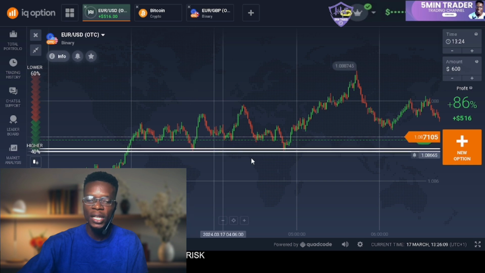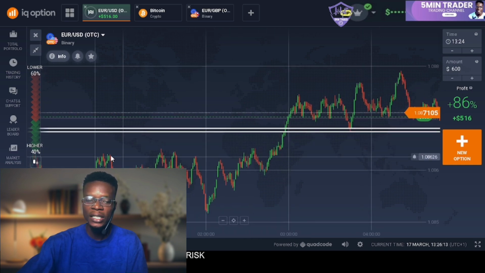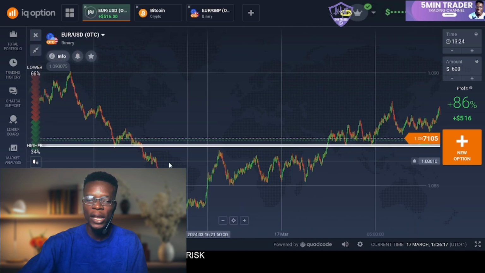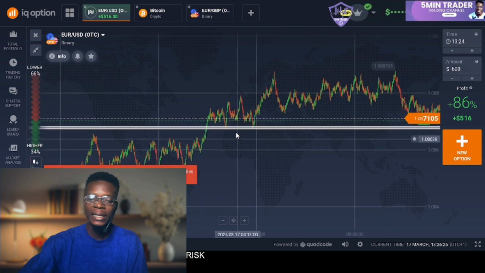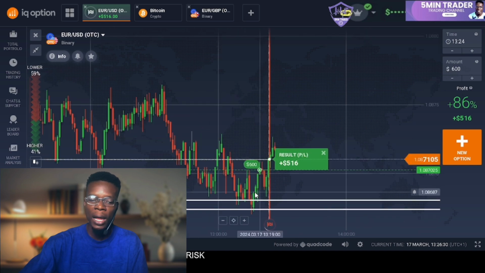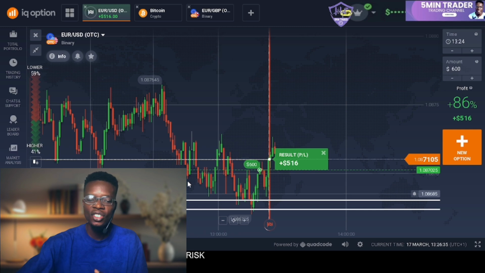This is a support level that has been respected twice over here, and in the past it has also been respected here as well. So I noticed that this is a strong zone in the market. I had two horizontal levels here outlining the whole zone of support, and when the price tested this level, I knew that since it's a strong level that has been respected multiple times in the past, price may as well want to respect it again now.